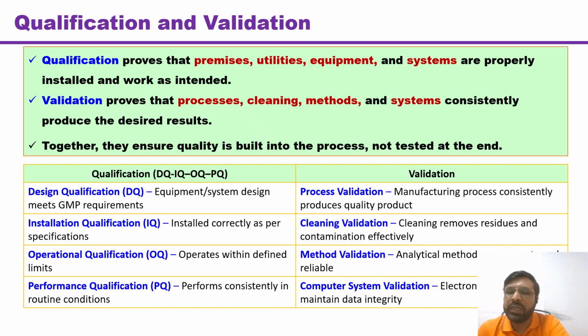Now, under validation, we have to see the process validation. Manufacturing process consistently produces the quality product. Then cleaning validation: cleaning removes residue and contamination. Method validation: it is related to QC, analytical method validation, and computer system validation. As I said, it is also called CSV, and it is related to electronic systems or software.